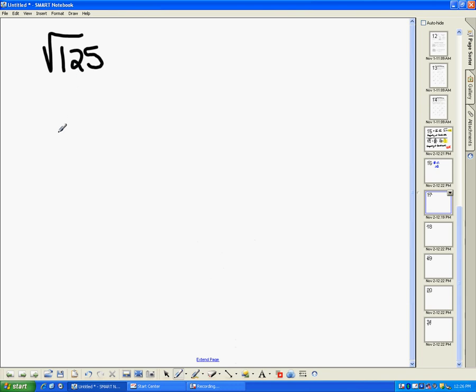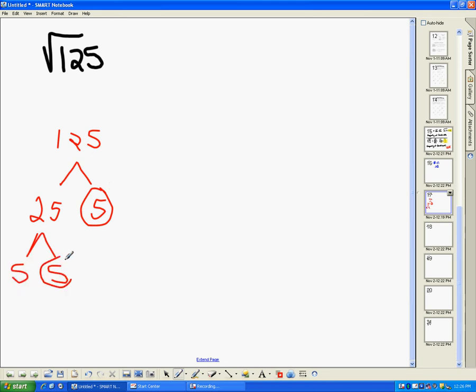So we've got 125. Again, I apologize for that writing. We're going to pick two numbers that multiply to equal 125. I know that 25 times 5 is equal to 125. 5 is prime, so I circle it. I don't need to break that down anymore. 25 is equal to 5 times 5. Those are both done, so I circle them and I'm done. So the prime factorization of 125 is 5 times 5 times 5, because 5 cubed is equal to 125.